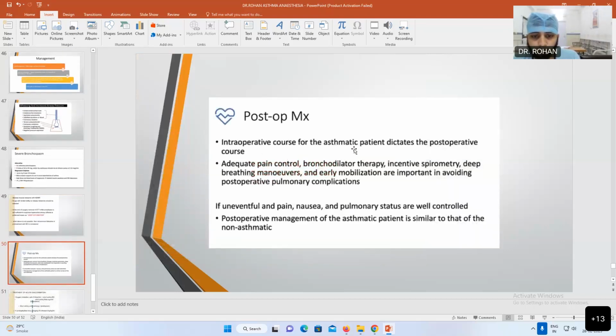In the post-operative period, we make sure to give adequate pain control, bronchodilator therapy, incentive spirometry, deep breathing maneuvers, and early mobilization to avoid post-operative pulmonary complications.